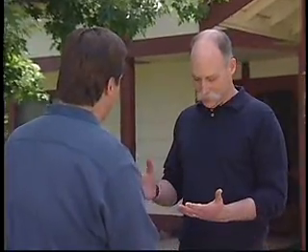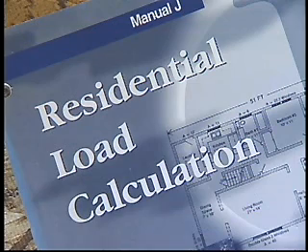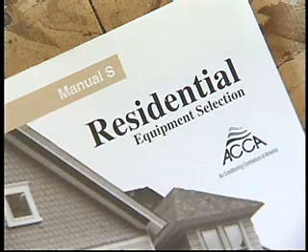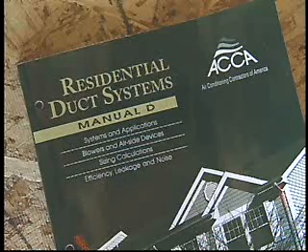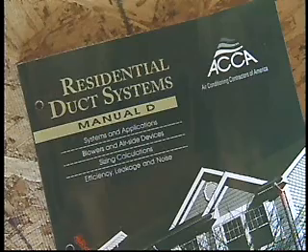So John, great information here. Can you kind of summarize what we ought to be looking for in general? Sure. Well, the first thing is to make sure the thing's sized right. So use ACCA Manual J to figure out what size the load is. Use ACCA Manual S to figure out what size air conditioner to put in. Use ACCA Manual D to decide which size duct system to put in. Make sure it's designed, make sure it's installed right.